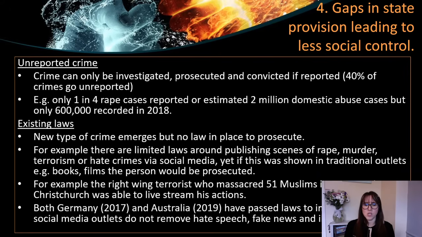Both Germany in 2017 and Australia in 2019 have passed laws to impose fines if social media outlets do not remove hate speech, fake news and illegal material. It's up to the people that own the sites. It is up to Facebook to monitor and Twitter to monitor. We know Twitter is having many problems at the moment. People can really post anything they want on Twitter and it's not monitored. Instagram, TikTok, all of these social media outlets need to be monitored, and if there is things on there about hate speech or fake news, then it has to be taken down, and it's the companies that will be fined, not the people doing it. The companies will be fined, and so it's their job to actually make sure that they're being monitored properly. If they can't monitor them properly, then they need to look into their safeguarding.